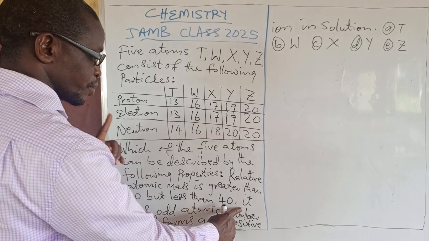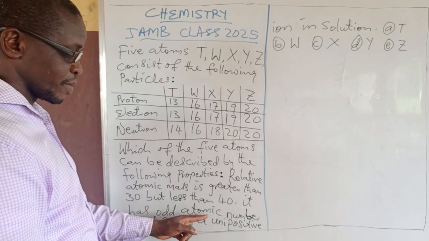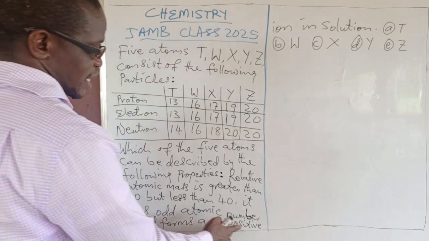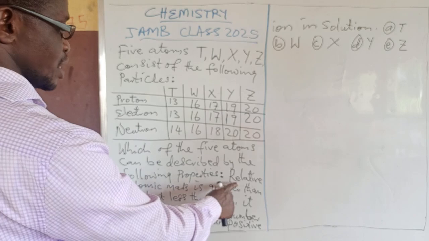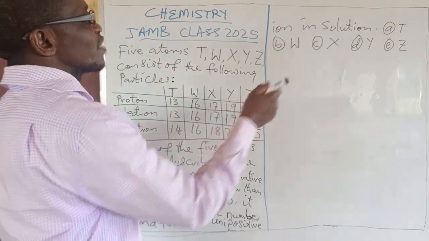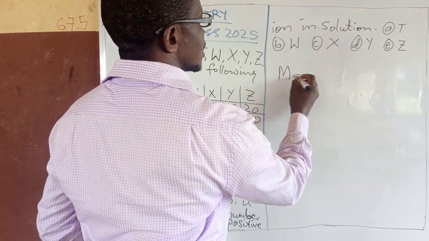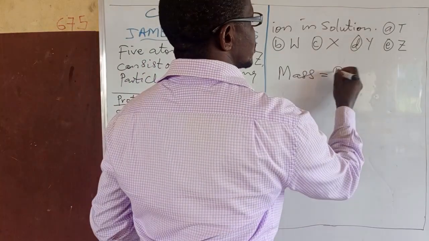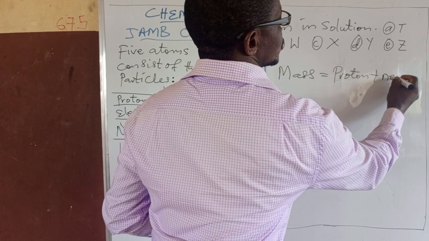Now again, another criterion is that it has odd atomic number, and then it forms a unipositive ion in solution. Now let's start with relative atomic mass. Relative atomic mass of an element, how do you find it? Mass is equal to proton plus neutron.